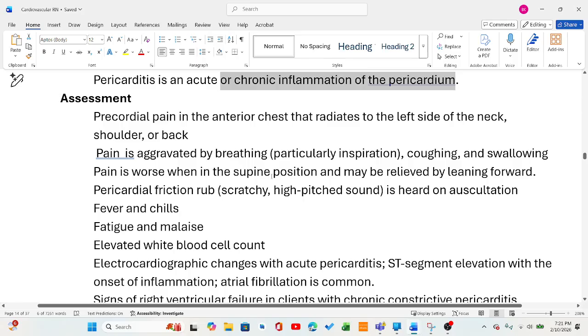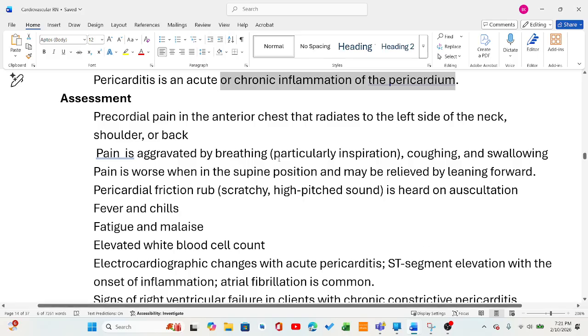Pain is worse when the patient is in a supine position and may be relieved when they are leaning forward. This is more of orthopnea. That is difficulty breathing when you are lying in a supine position, but their breathing gets better when they are in a sitting position or they put pillows on their back.